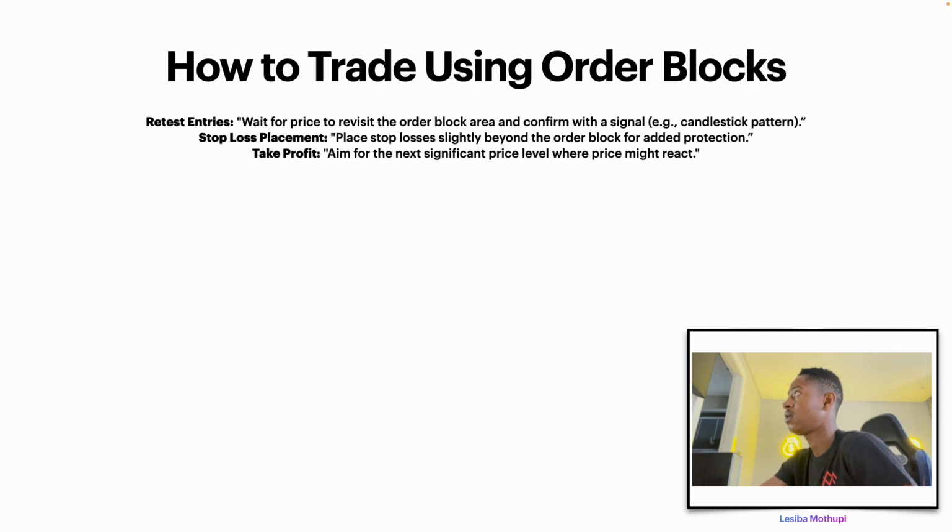The first thing is retest entries. Wait for price to revisit the order block area and confirm with a signal, for example a candlestick pattern, whether it's engulfing, hammer, dojis, whatever candlesticks you're looking for. The second one is stop loss placement. Place stop losses slightly beyond the order blocks for added protection. And then the next one is the take profit. Aim for the next significant price level where price might react.